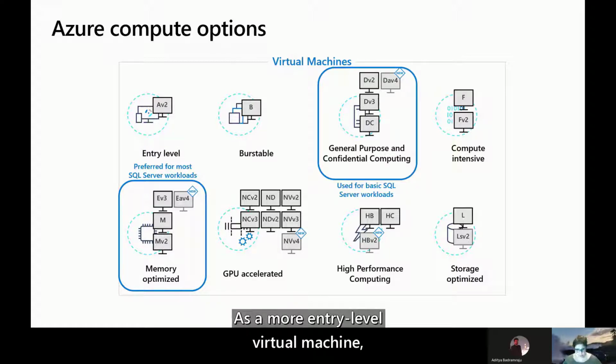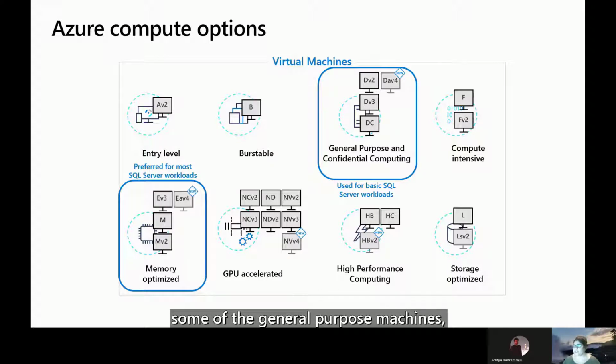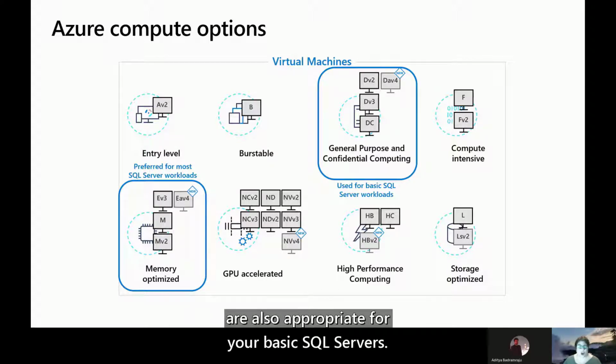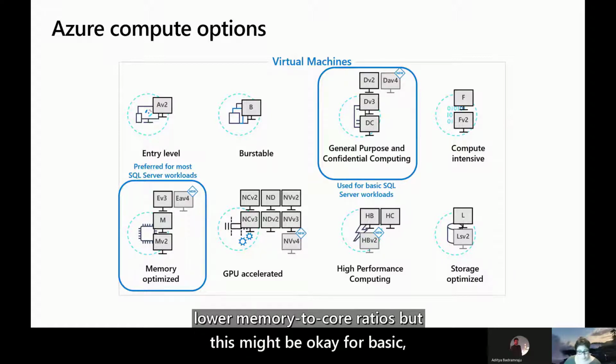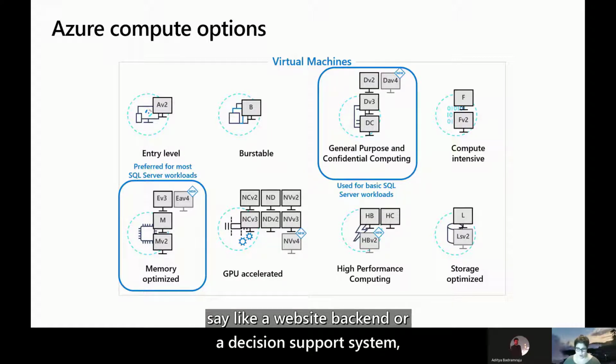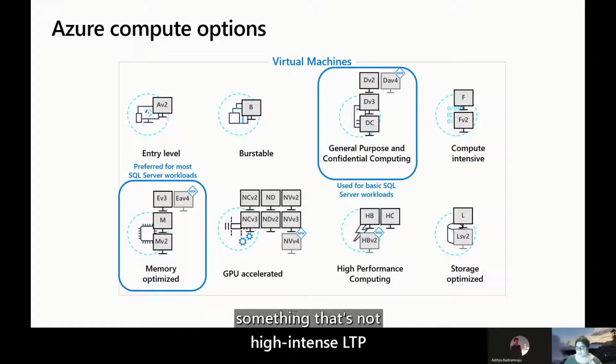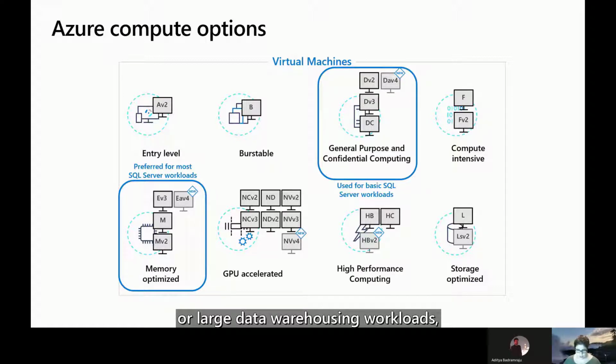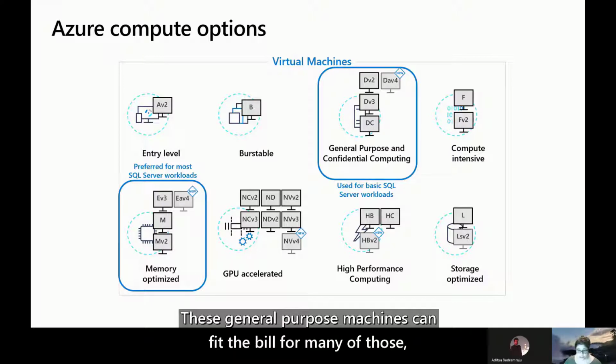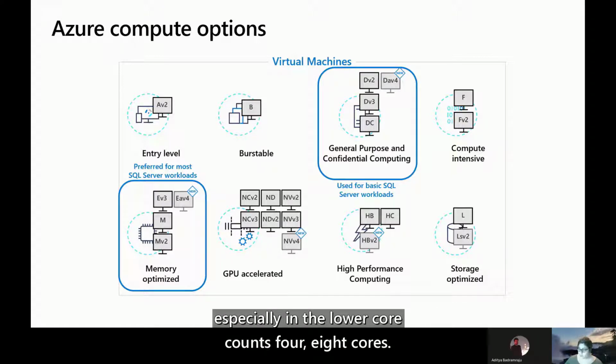As a more entry level virtual machine, some of the general purpose machines, typically the D series machines, are also appropriate for your basic SQL servers. These tend to have lower memory to core ratios, but this might be okay for something like a website backend or a decision support system, something that's not high intensity OLTP or large data warehousing workloads, just a basic SQL Server workload. These general purpose machines can fit the bill for many of those, especially in the lower core counts, 4, 8 cores.